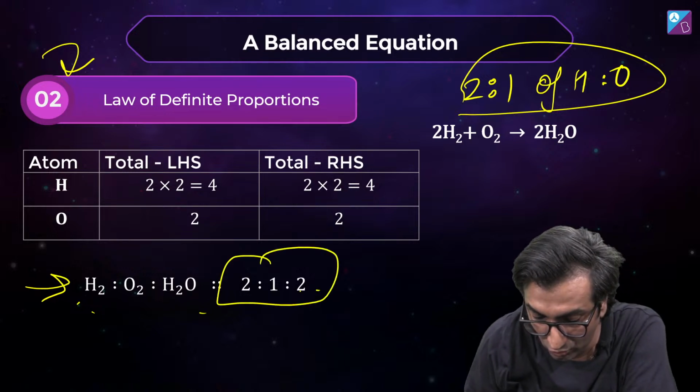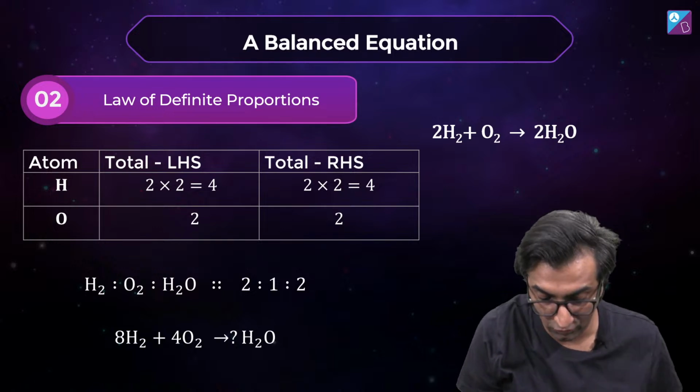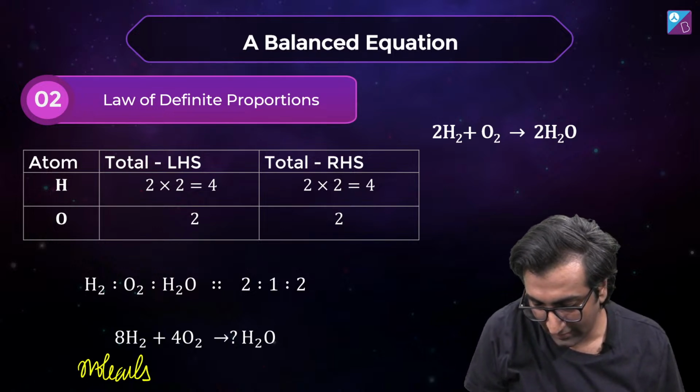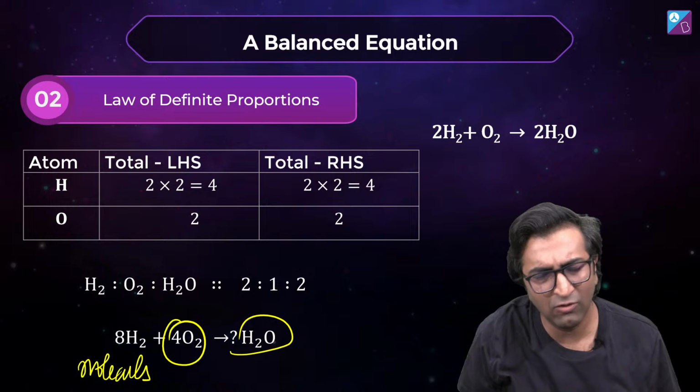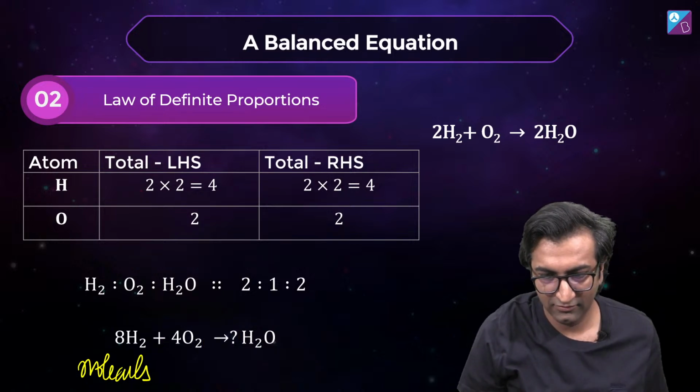2:1 will give me 2, which means I can go ahead and say if I take 8 molecules and react with 4 molecules, I'll get how many molecules? How many will I get? Quickly tell me. How many molecules of water will I get?